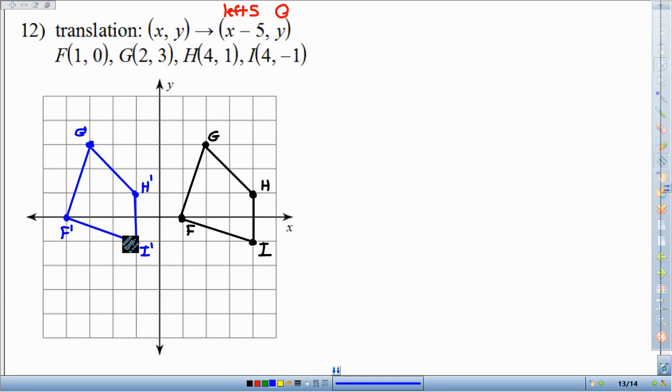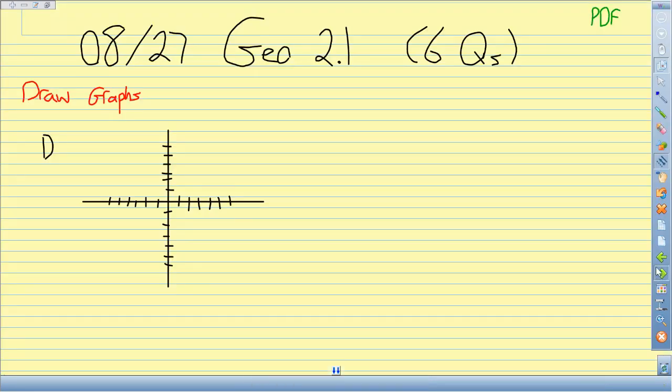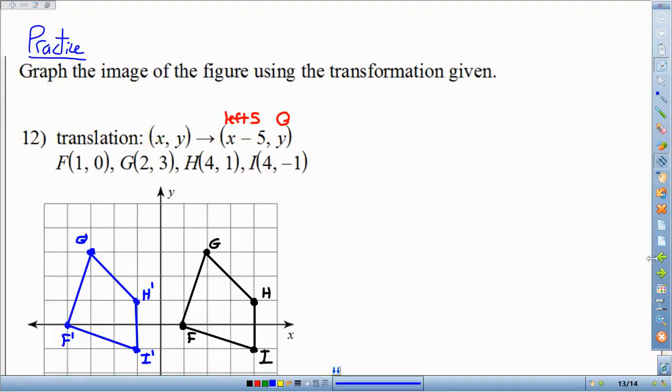Cool. So let me see. Yeah. Cool. So that is it, everybody. Hopefully you are realizing, oh, translations, those are actually really simple. I like those. Maybe you don't like them, but they're simple. I'm hoping you're feeling that way.